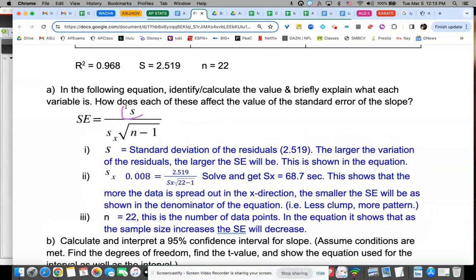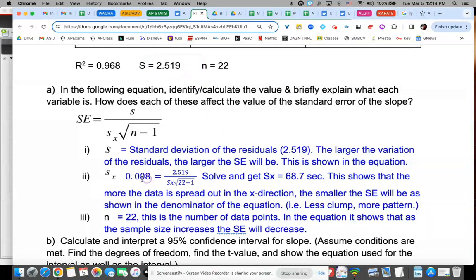So we have the standard deviation of the errors on top. Obviously, the more spread out your data is, the more error you're going to have. So this is directly on top for a direct correlation, direct association. As S goes bigger, as your residuals get bigger, your error is going to be bigger, right? You just have more variation going on in your scatter plot. In this case, it's 2.59. You can see it was given to us right there.